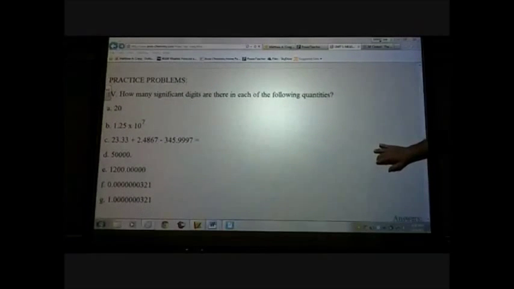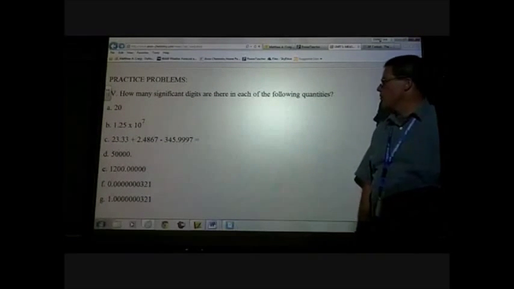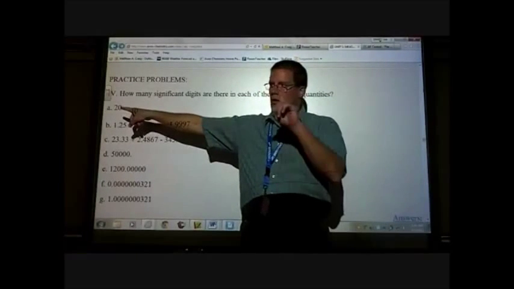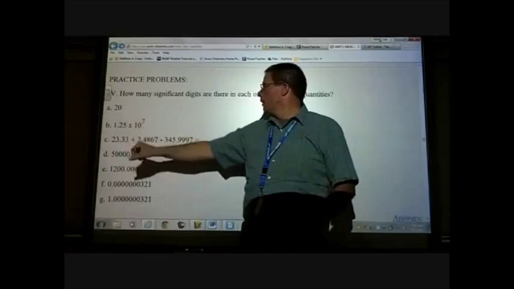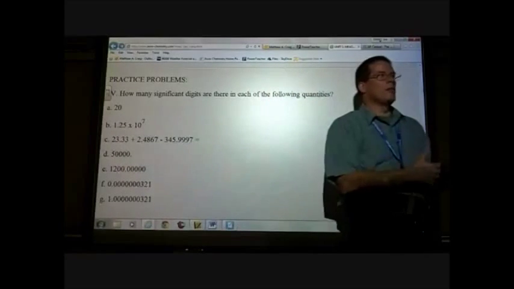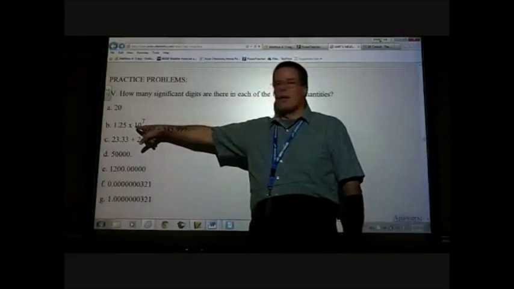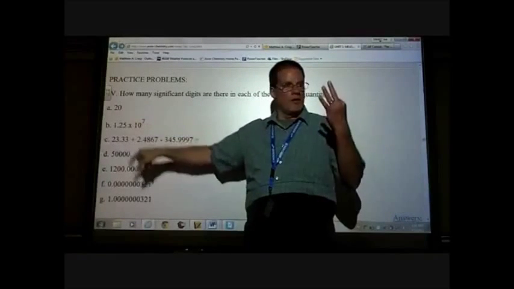Practice problems ask how many sig figs, or how many significant digits, are in each of the following quantities. In A, how many sig figs? 1. Okay, remember that if there were 2, there would have to be a decimal to capture that 0. How many sig figs in B? 3. Very good.